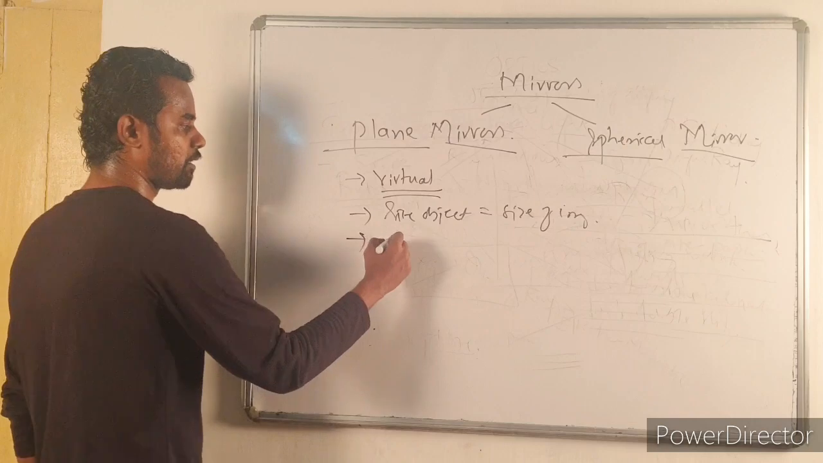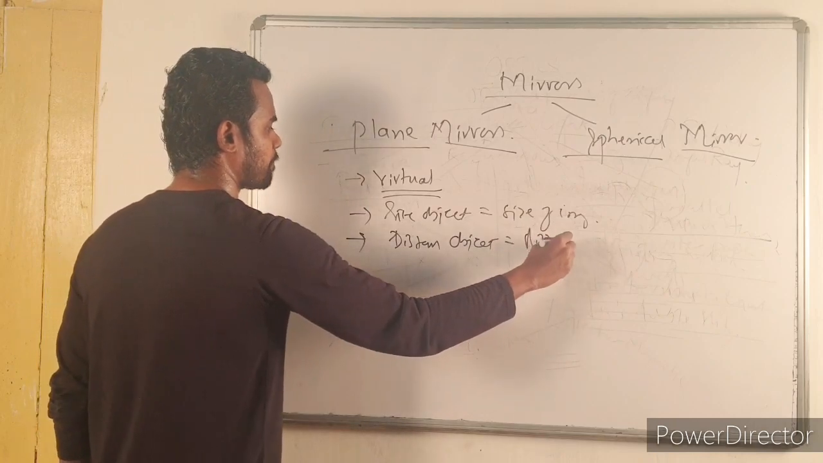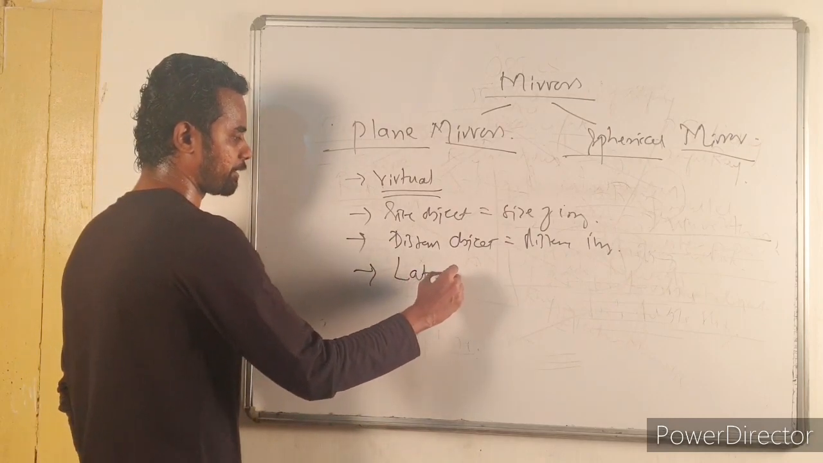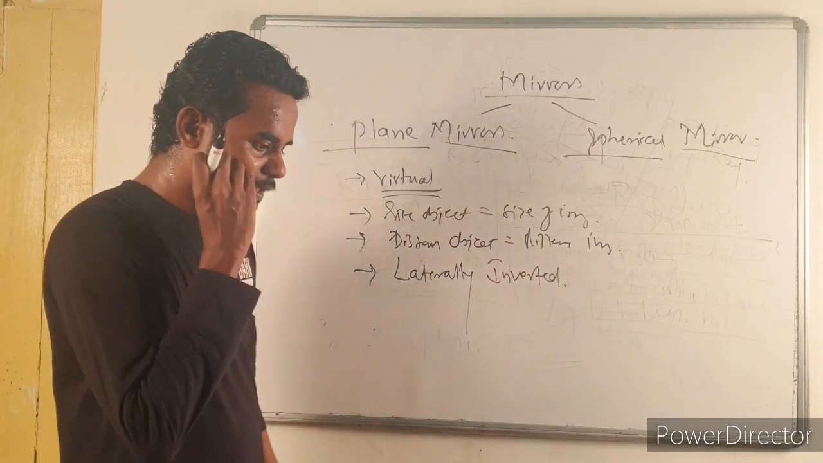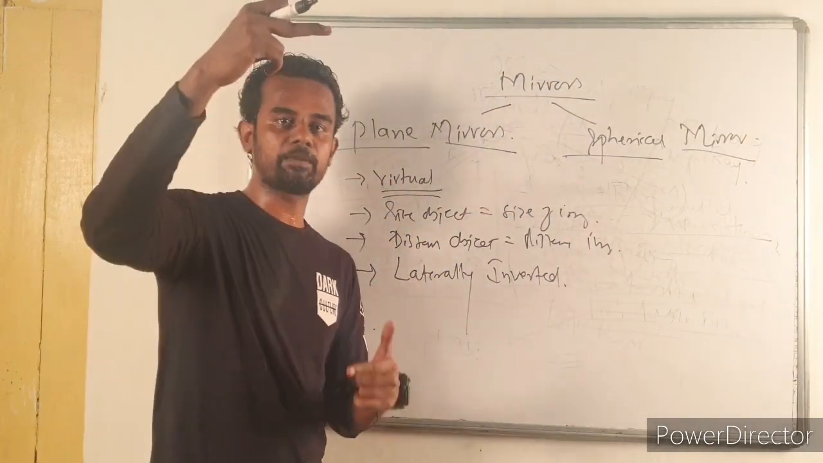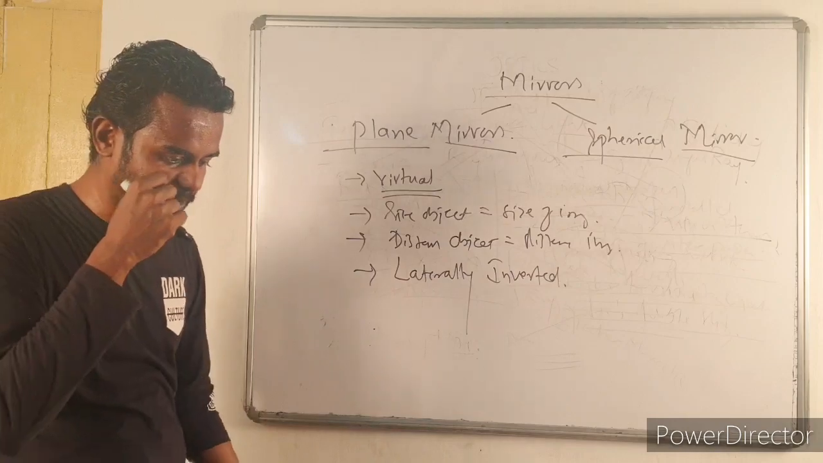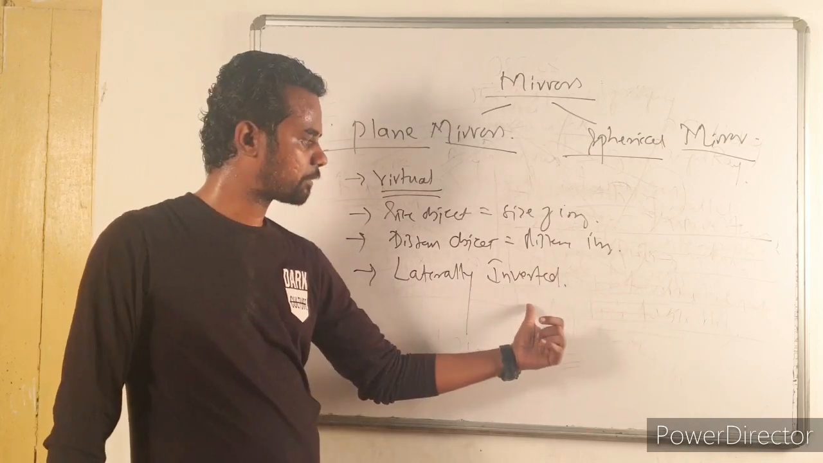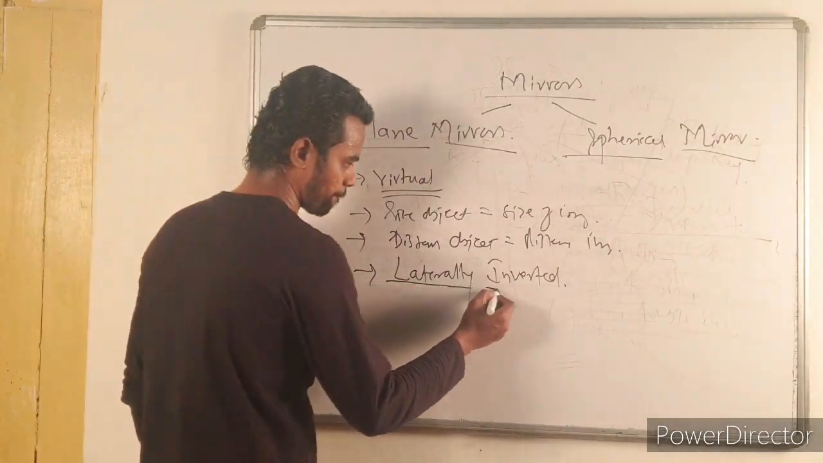Third property, distance of object is equal to distance of image. And the final property is it is laterally inverted. Okay. So what is inverted? Only inverted is the case where the top side becomes the bottom side and the bottom side goes to the top side. And laterally inverted is something different. In this case, the top remains top, bottom remains bottom, but the left becomes right and the right becomes left. That is how we call it laterally inverted, not properly inverted.